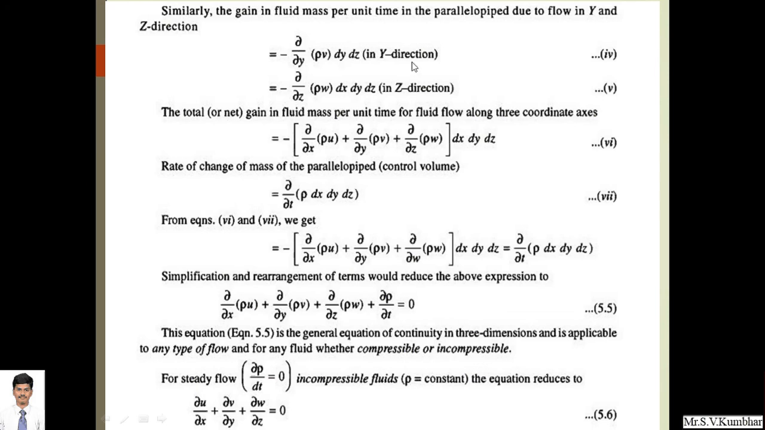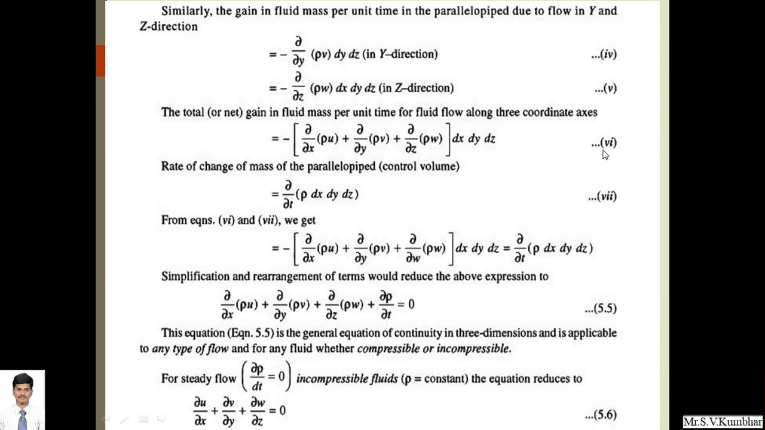So as I told you, these are the equations we can get. Now the total gain in fluid mass per unit time for fluid along three coordinate axes is the summation of these three equations. So minus dou of dou x of rho u plus dou of dou y of rho v plus dou of dou z of rho w into dx dy dz, right?